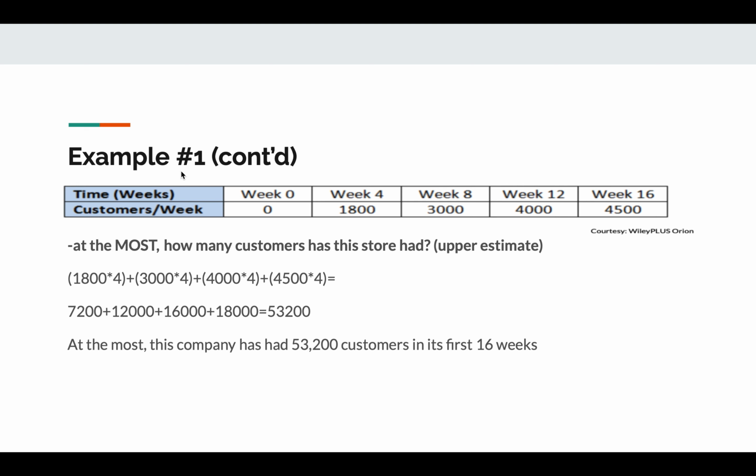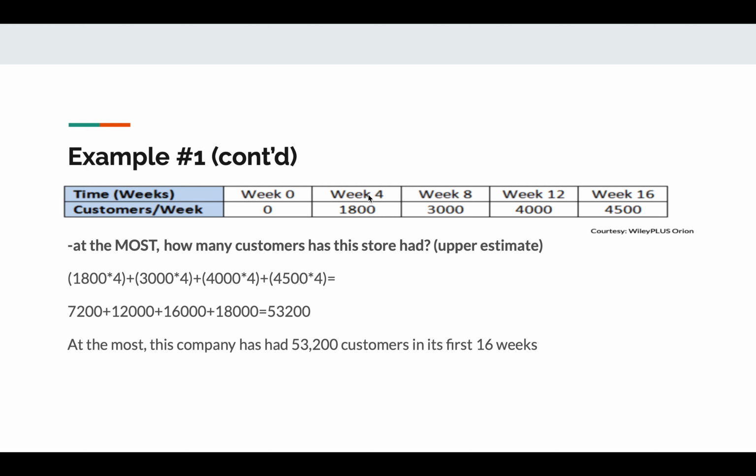Example number 1 continued. Now we're asked, at the most, how many customers has this store had. So this is asking for an upper estimate of the data. That means we're going to drop the lowest possible data point. So we're going to take the totals for week 4, week 8, week 12, and week 16.